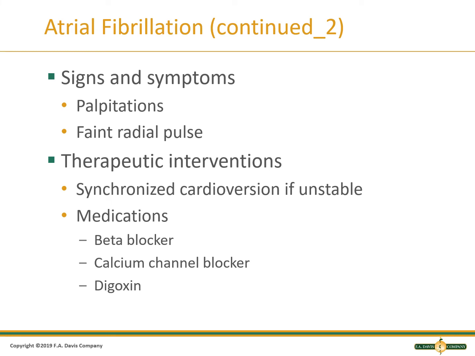The goal of the treatment is to control rate, prevent thromboembolism, and restore normal rhythm. For an unstable patient, synchronized cardioversion is done immediately to try to return the heart to normal sinus rhythm. For stable patients, medications to control the ventricular rate are used, including beta blockers, calcium channel blockers, or digoxin.